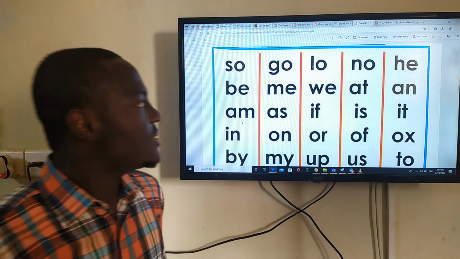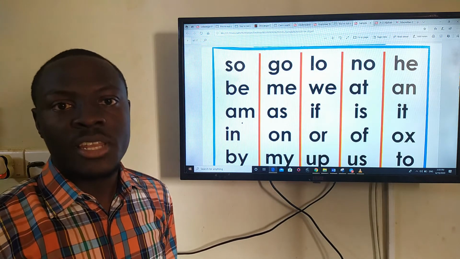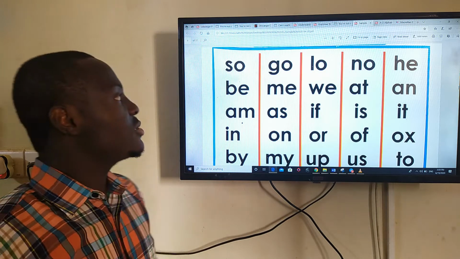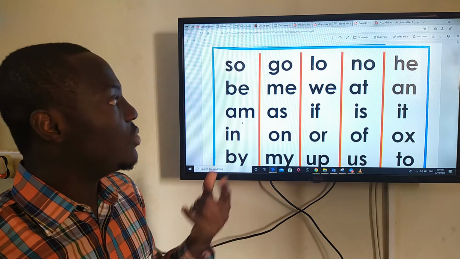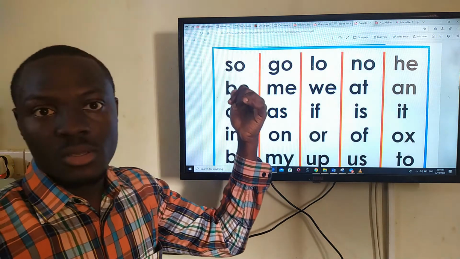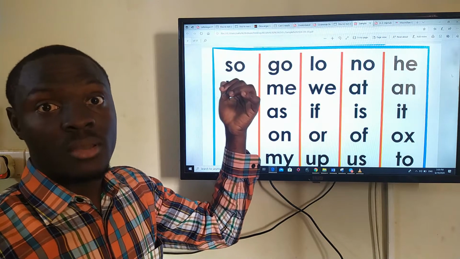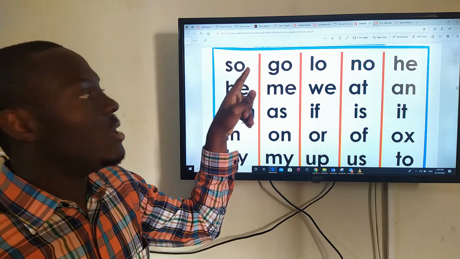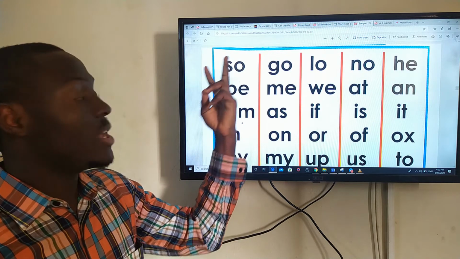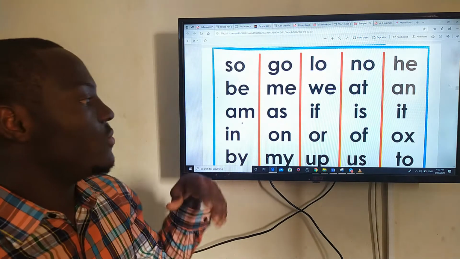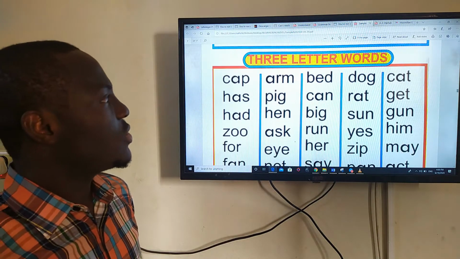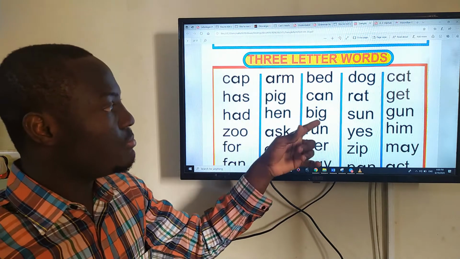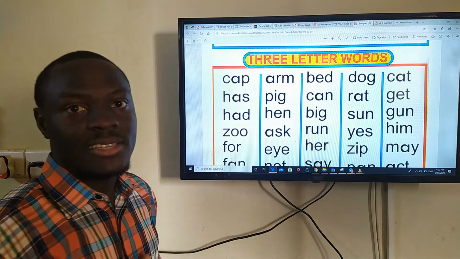We also looked at two-letter words, that is joining two letters to form a word, isn't it? So we have S and O to make so, G and O to make go, L and O to make low. We are able to produce these sounds from our mouth by saying S, and the sound for S is S. And we have O, and the sound is O. When we join the two, we have so. We also looked at three-letter words. So we have cap, has, big, can, and so on, just like you are seeing on the screen.